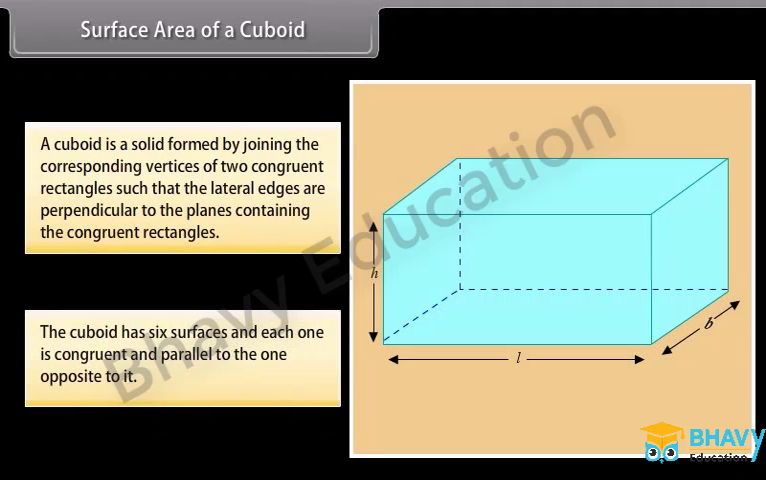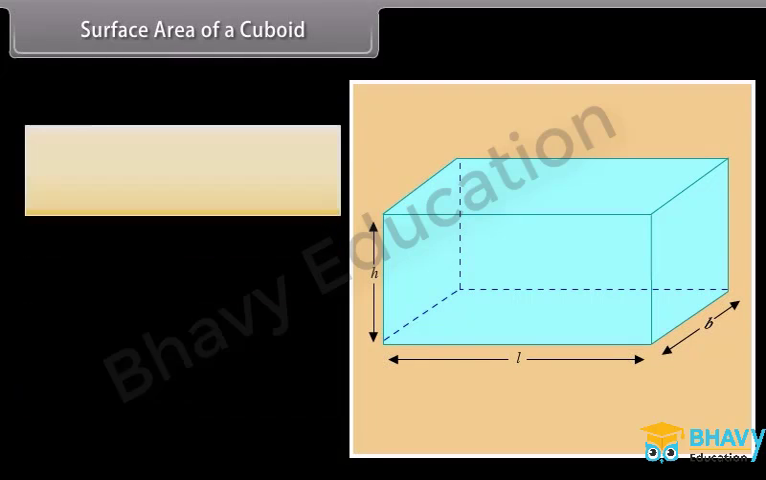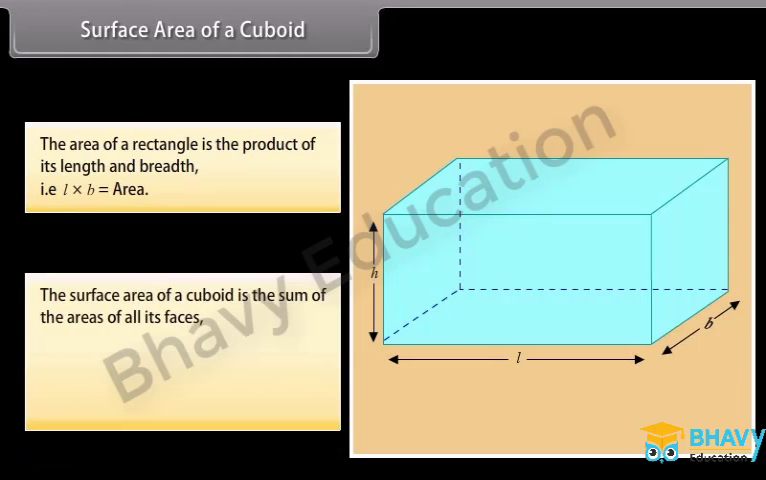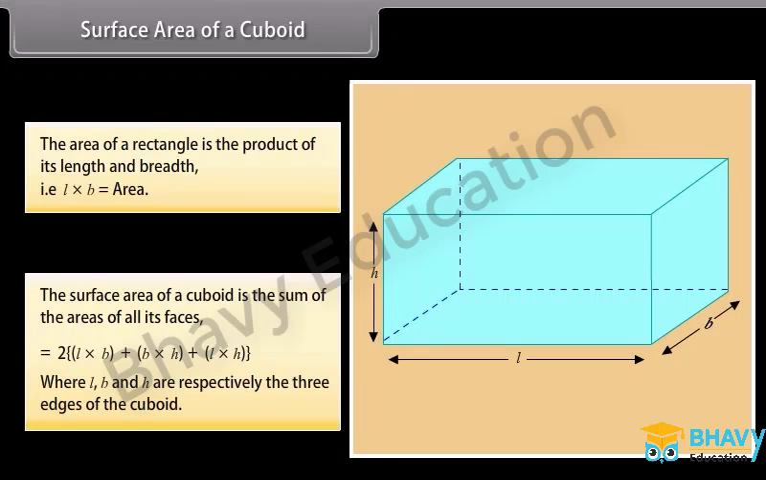We can see that the cuboid has 6 surfaces and each one is congruent and parallel to the one opposite to it. We already know that the area of a rectangle is the product of its length and breadth. That is, L into B is equal to area. Therefore, the surface area of a cuboid is the sum of the areas of all its faces, which is equal to 2(LB + BH + LH), where L, B, and H are respectively the 3 edges of the cuboid.